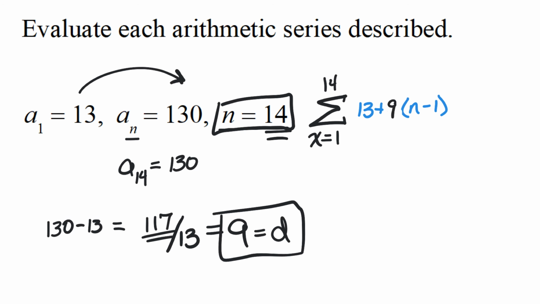I'm now going to take this value to my calculator and put this together. Going in here from the first number in the sequence to the 14th number in the sequence, because that's what they told us, and starting at 13 plus 9 times x minus 1. So when I put this into my calculator, what I get is 1001.